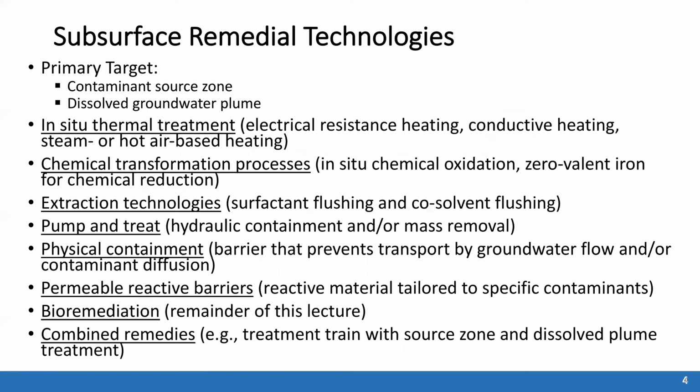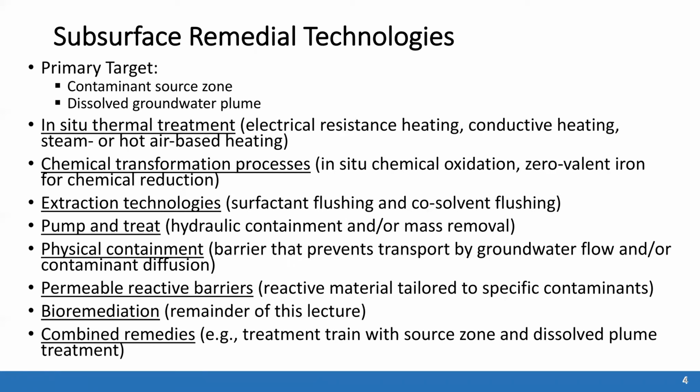We either look at the source zone, which is right immediately in the area where the contaminant was spilled, and then we look more down gradient at the dissolved groundwater plume. And so some of the current technologies that deal with the source zones, in situ thermal treatment, basically you heat the ground through either electrical resistance or conductive heating, and this then causes the contaminants either to volatilize or even burn in some cases.